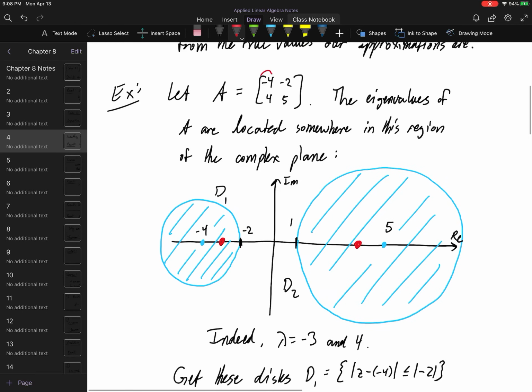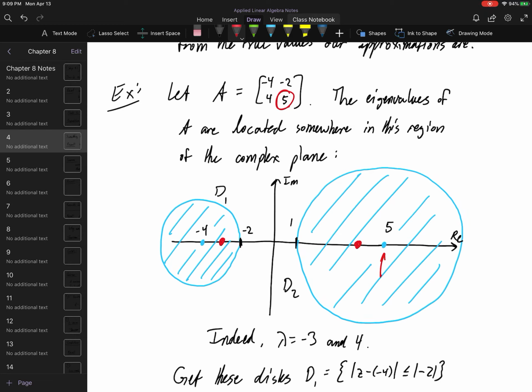So how did I know that my eigenvalues had to live in these complex disks? The way that we're going to get these is that for the first disk, we grab the diagonal entry in the first row, and we create the disk that has radius absolute value of -2, centered at z equals -4. So I've created a disk of radius 2 centered at -4, 0, or the real number -4 in the complex plane.